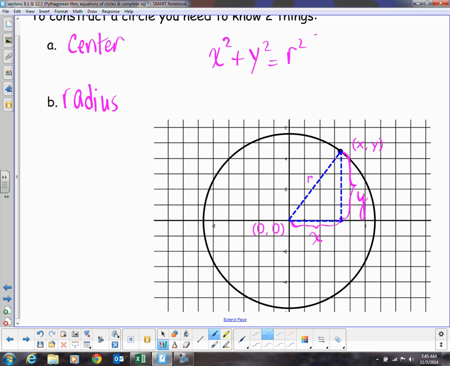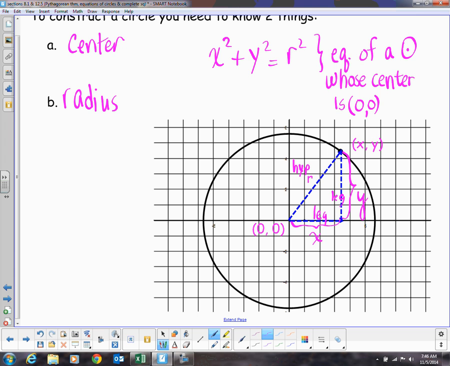In other words, this is the equation, I'm linking algebra now to geometry, of a circle whose center is (0, 0). And that's straight from what theorem? Because this is a leg, this is a leg, and this was the hypotenuse. That's why we needed the Pythagorean theorem in order to introduce you to this. So the Pythagorean theorem is not a standalone, but it gets us to where we are here.